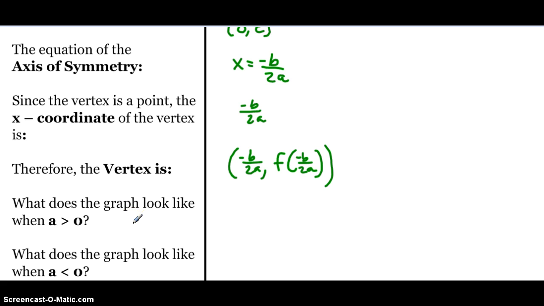Alright, so our graph is going to look like when a is greater than 0, it's going to go up. It's our parabola going up. It'll have a minimum. And when a is less than 0, so our a will be negative, it's going to go down. So we'll have a maximum.